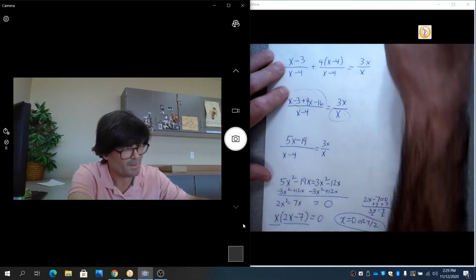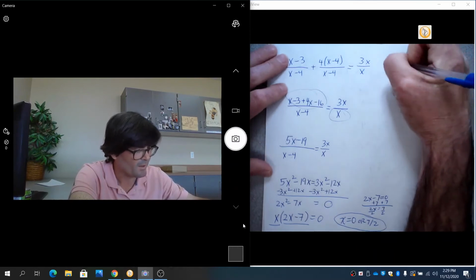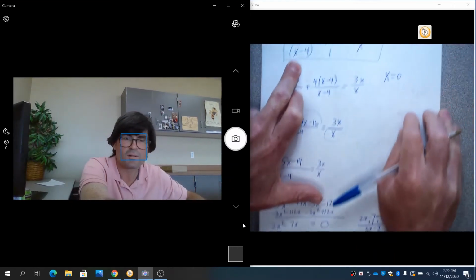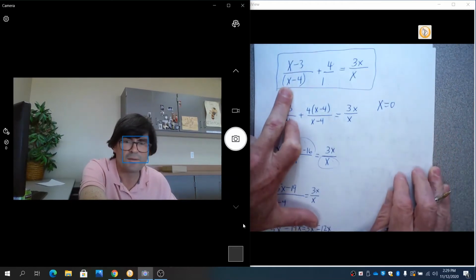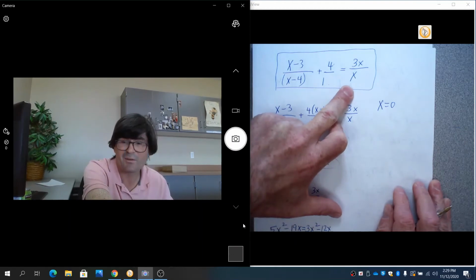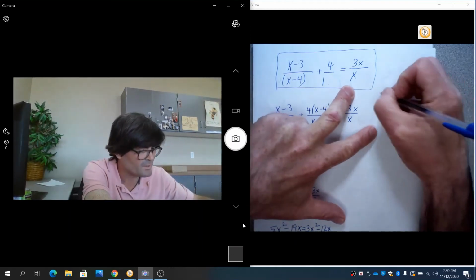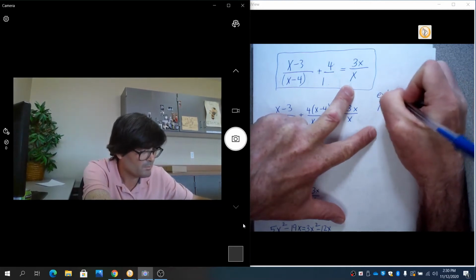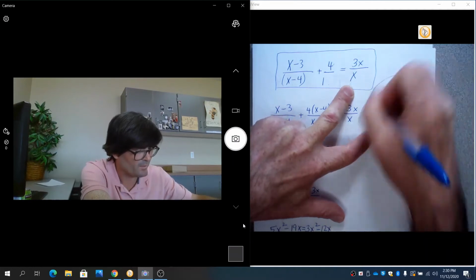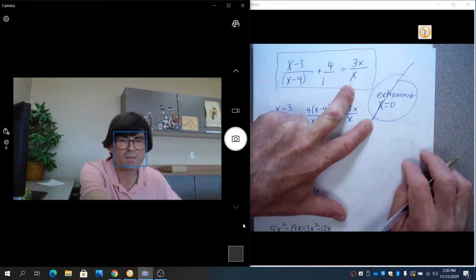So you always have to come back and check. X equals 0. If you put in 0 here, that's fine. No x here. By the way, there's an x here. That would be undefined. So this is extraneous. And we're just going to say that is not an answer.